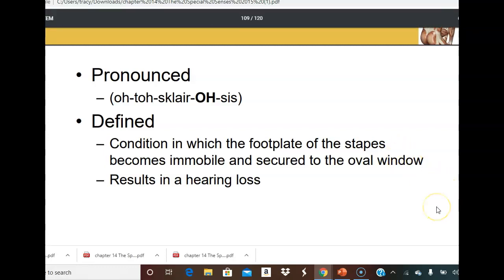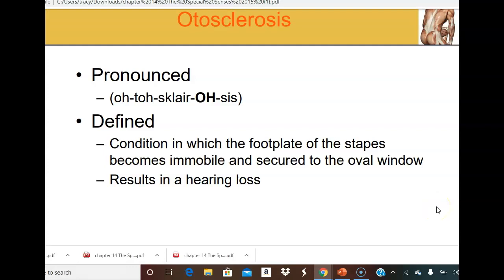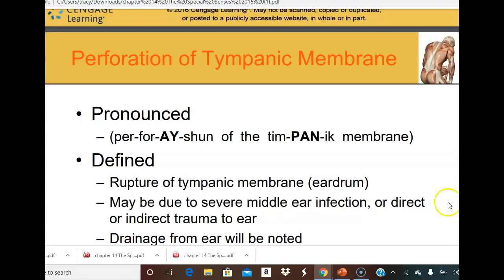Now this happens a little bit more commonly with repeated cases of otitis media. They actually do have a procedure, a stapedectomy, where you can go in and do microsurgery and replace that stapes in order to restore the vibratory sense that goes through there. Okay.